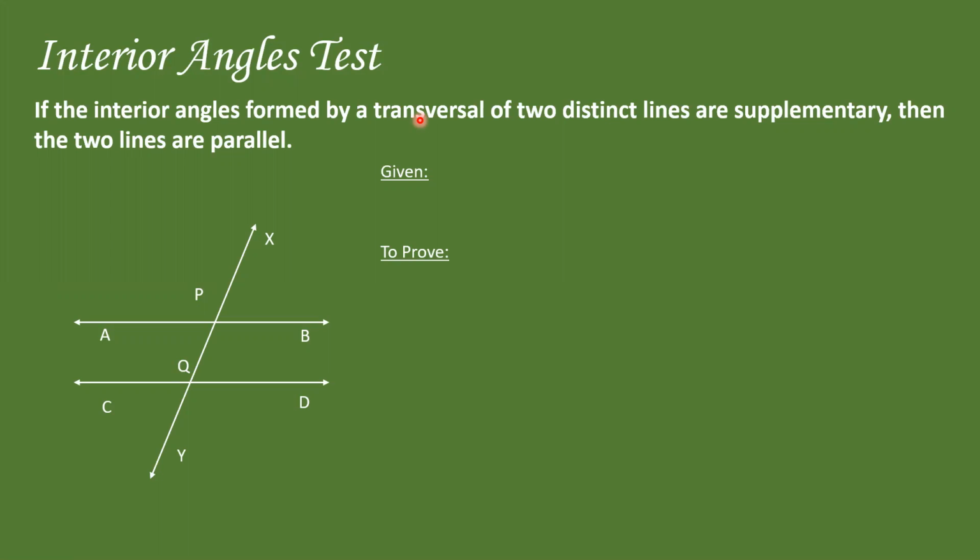If the interior angles formed by a transversal of two distinct lines are supplementary, then the two lines are parallel. Yeah, thank you so much, folks.